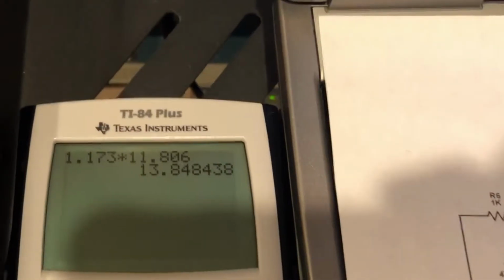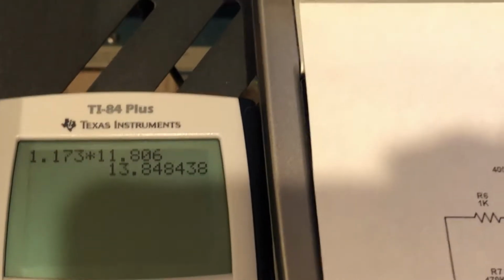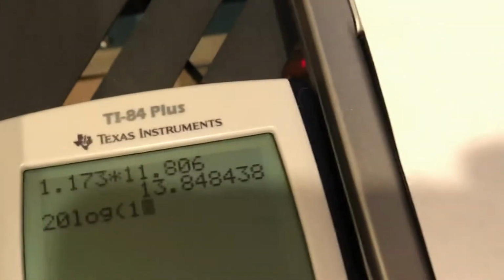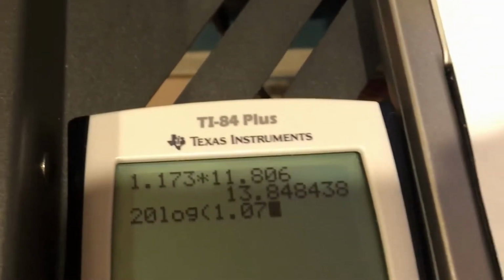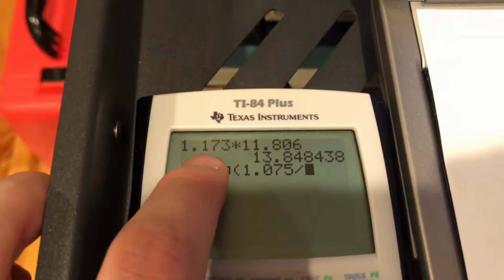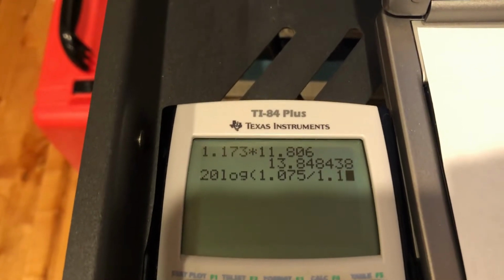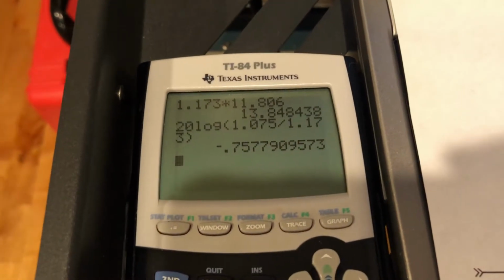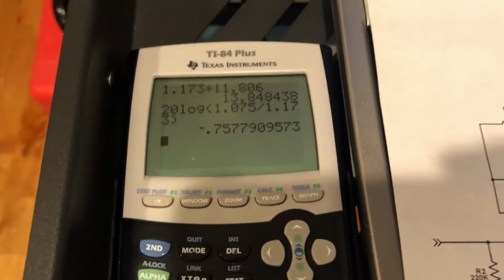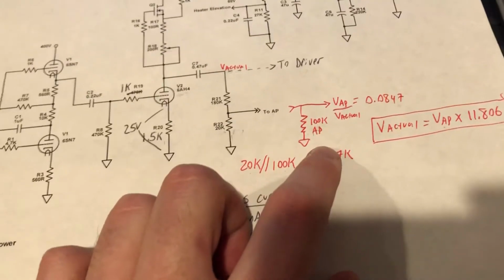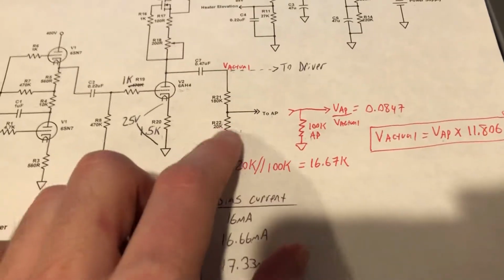If we want to calculate this loss, we'll do 20 log of 1.075 divided by, this is what we got at 1 kilohertz, which was 1.173 volts RMS. We're only 0.75 dB down. So again, the load and the reactive loading of the AP really takes its toll and loads this voltage divider.